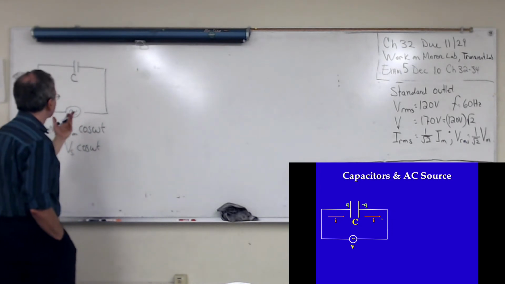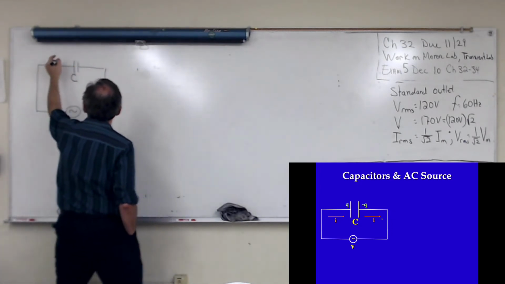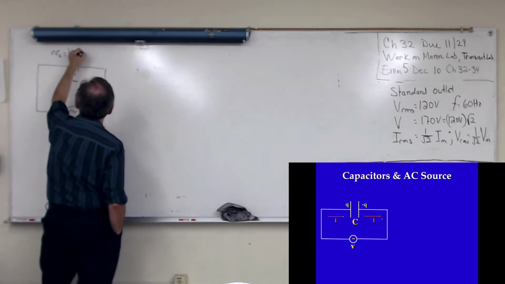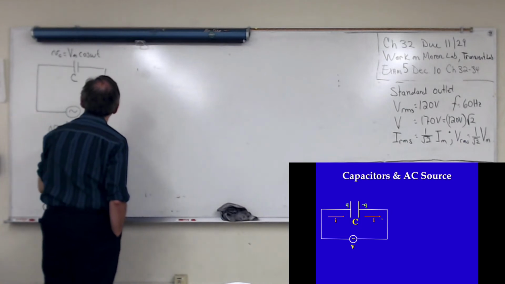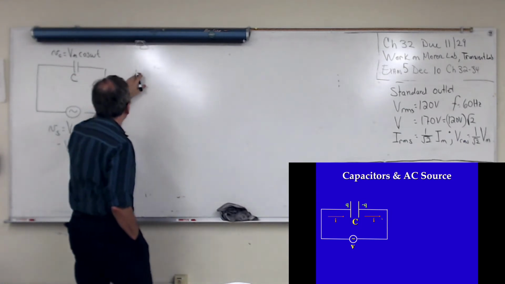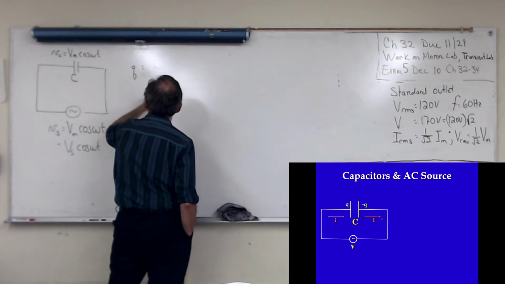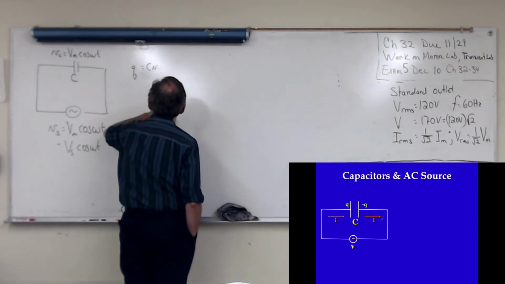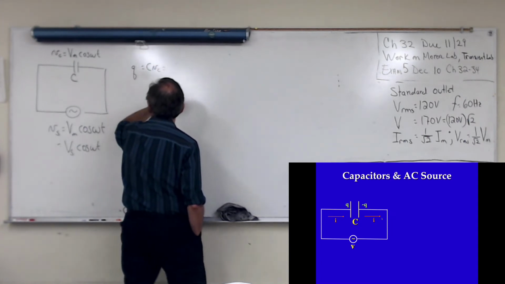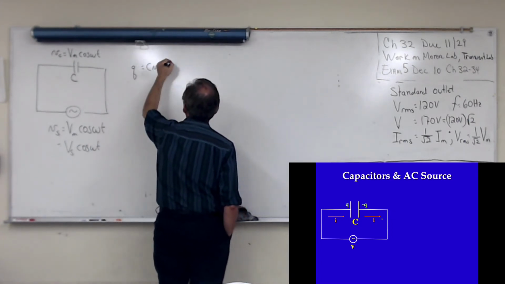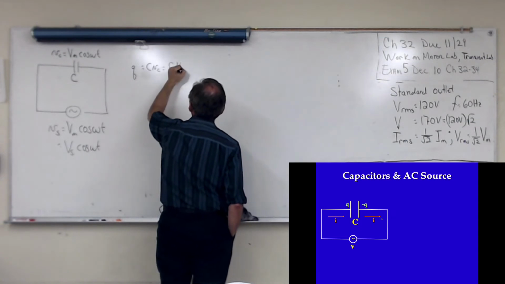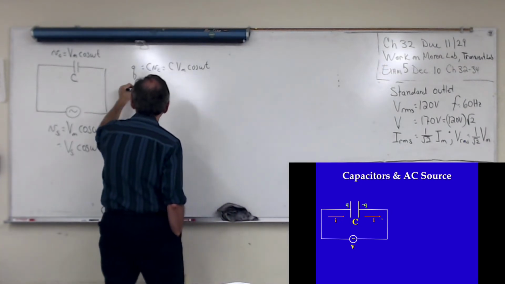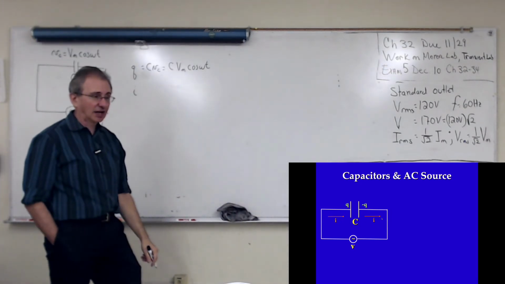So the voltage across this thing has to be, and then Q is C times V sub C. But what about I? What's I?